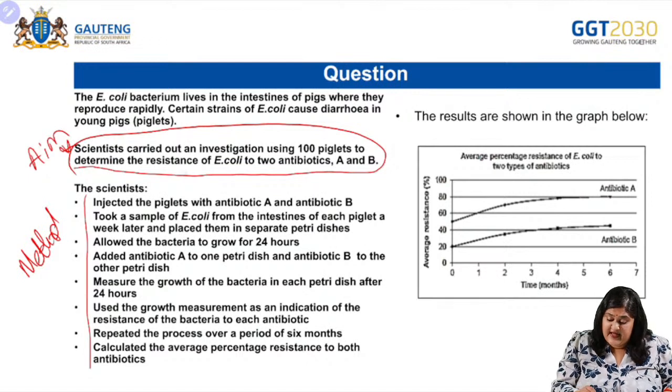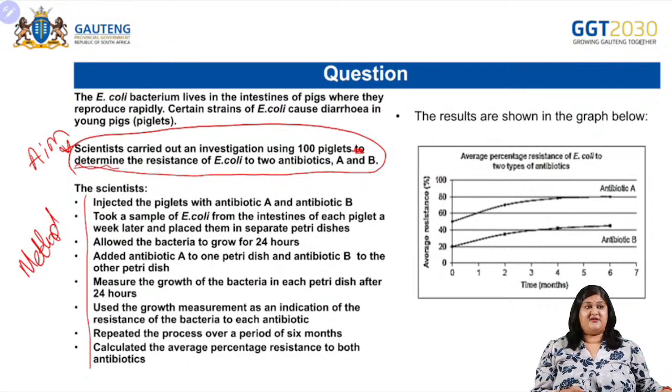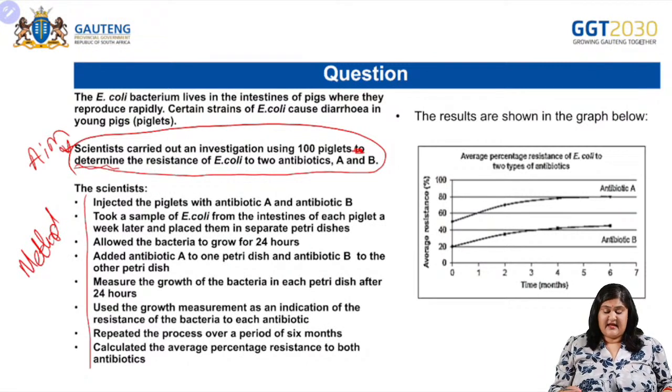Okay? So if you see the words "to determine", that will indicate to you that it is the aim of the investigation. And the aim of the investigation is where you will find the independent and the dependent variable. Okay, so I'm just reminding you about that.